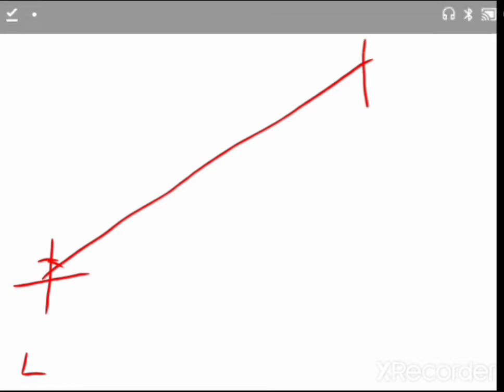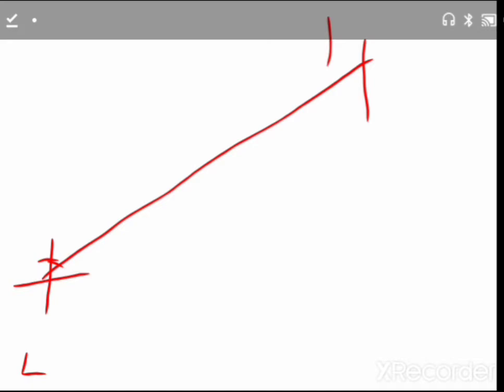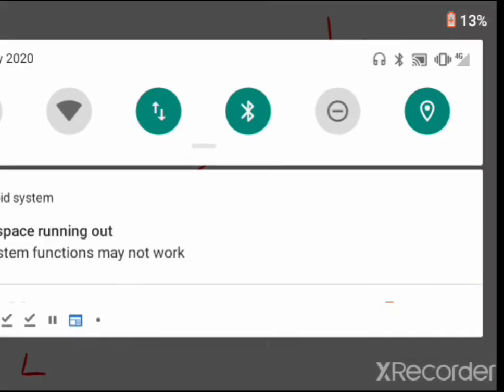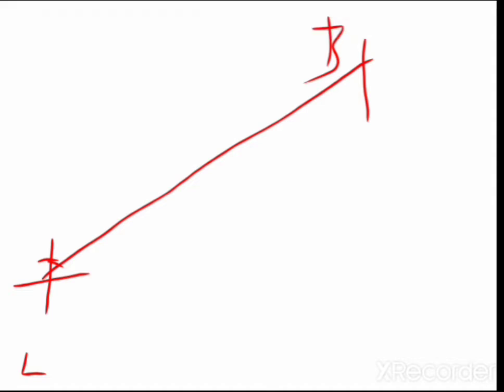So this is our town B, and the distance is 210 kilometers. Then he said that when he gets to town B, he changes his course and moves to the branch office in Lagos, on a bearing of 220 degrees.